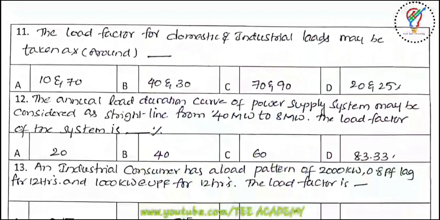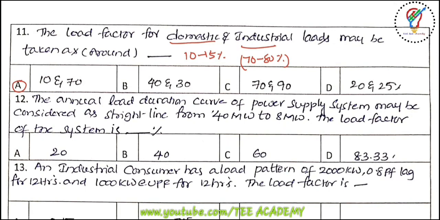Now the next question: the load factor for domestic and industrial loads may be taken approximately as. Domestic means around 10 to 15%, and industrial load means 70 to 80% load factor. So what is the load factor? Load factor is the ratio of average demand to maximum demand, which is always less than 1. Among the given options, A is the right option.